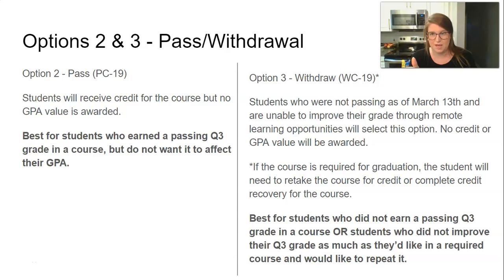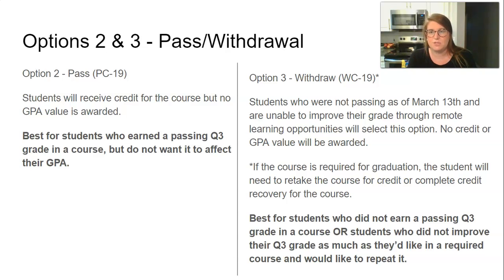So if you received like a C or a D in a course that's required for graduation, but you don't want that to affect your GPA, and you don't want to try it again next year, then you could choose to just pass the course, get that credit, but not have that affect your GPA. It will be recorded on your transcript as a pass, just to indicate that you took the class and got credit for it.